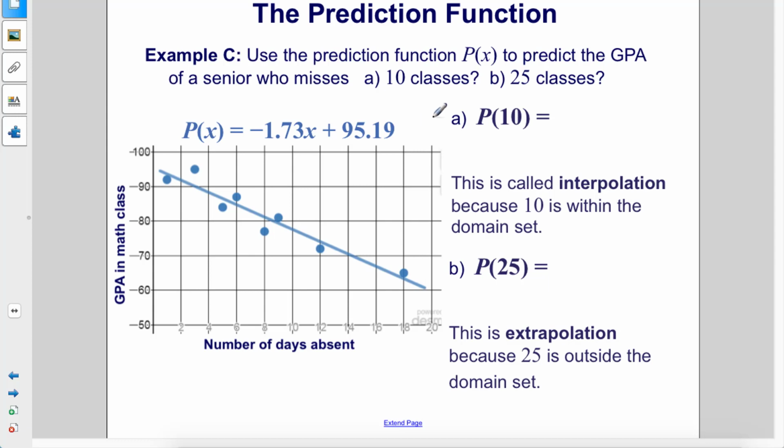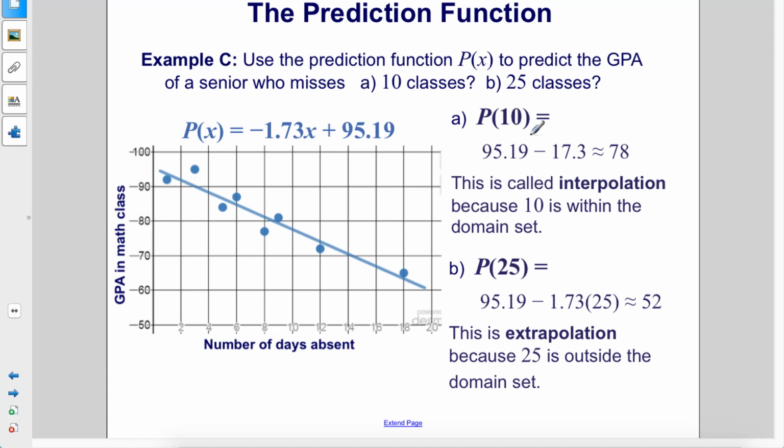Example C. Use the prediction function p(x) to predict the GPA of a senior who misses 10 classes and 25 classes. We're going to use this formula here, this function. We're going to plug 10 into it and 25 into it. For 10, this is called interpolation because 10 is within the domain set. This is extrapolation because 25 is outside the domain set.